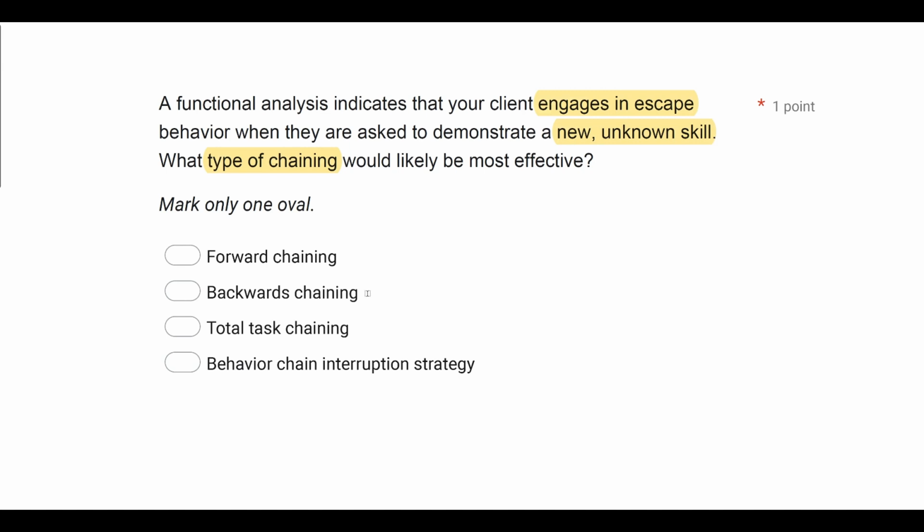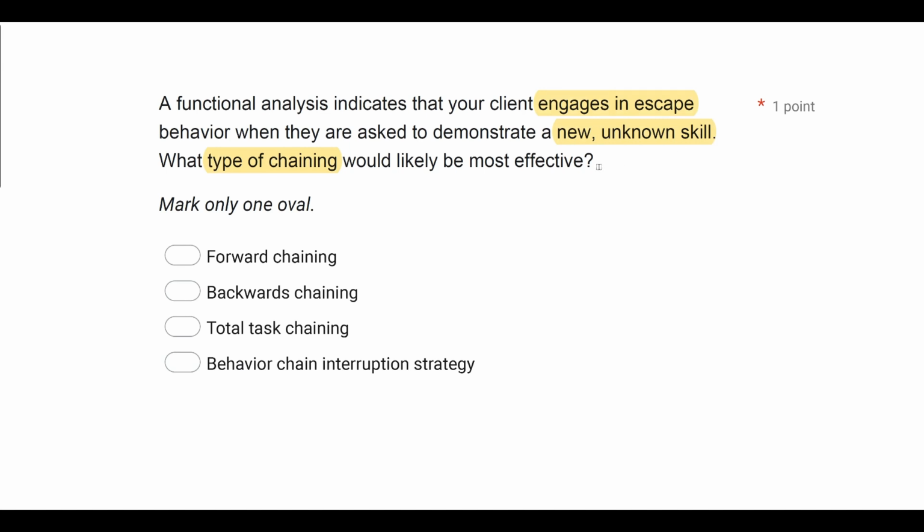Total task chaining would probably be the worst, since they would have to do the entire chain by themselves. And then we're not at a behavior chain interruption strategy yet. A behavior chain interruption strategy comes after the essential steps are mastered, and then we intentionally interrupt the chain in order to evoke novel behaviors. We're just starting here. We're just starting the chain. We're not at the point of interrupting quite yet.